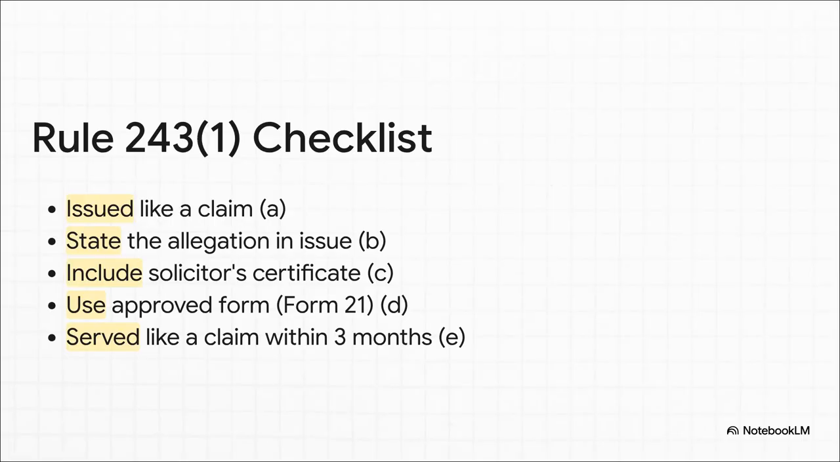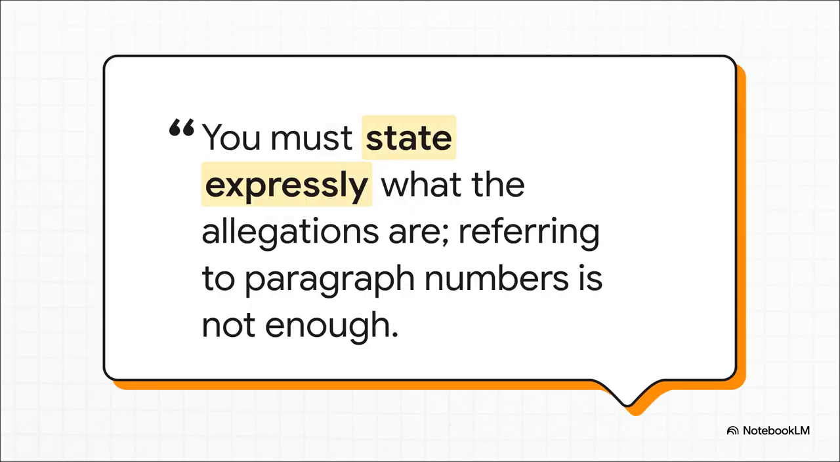All right, this is your non-negotiable checklist straight out of Rule 243, Subrule 1. Let's lock these in. Paragraph A, it has to be issued just like a claim. Paragraph B, it must state the specific allegation and issue. Paragraph C, it needs that crucial solicitor's certificate saying there's no simpler way. Paragraph D, it must be on the approved Form 21. And finally, paragraph E, you've got to serve it like a claim, and you've only got 3 months to do it.